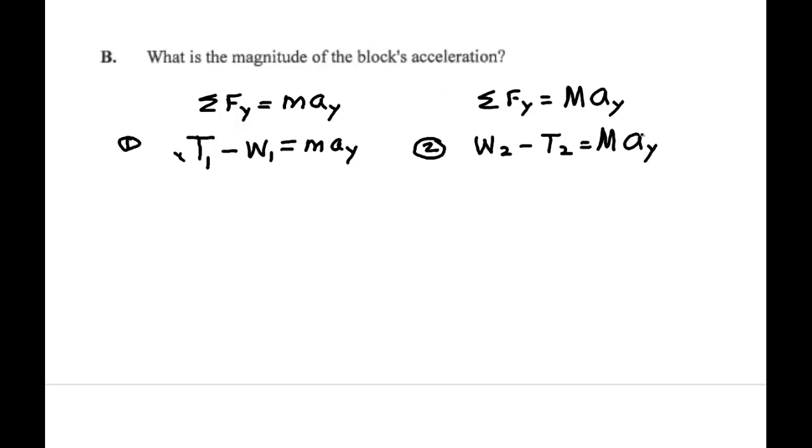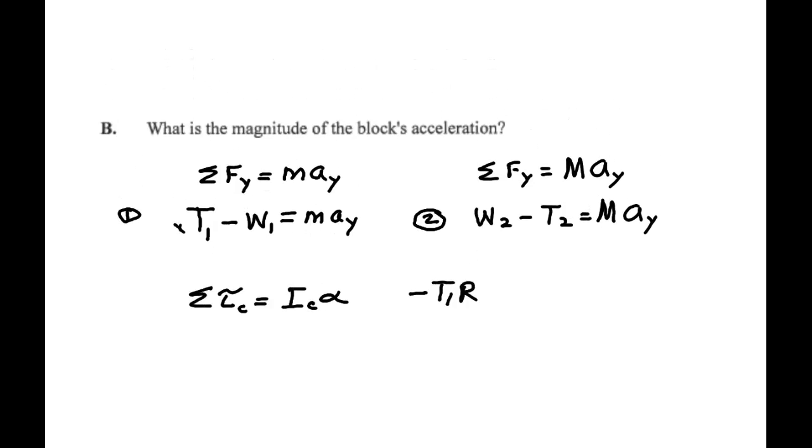Where are we going to get that other equation from? We're going to get it from the torque equation for the pulley. The sum of the torques about the center of the pulley is equal to the moment of inertia of the pulley times its angular acceleration. Well, what type of torques do we have? Turning the pulley in the wrong direction, the backward or negative direction, is minus T1 times R. Let me move up and show you that. Certainly you have it on your paper.